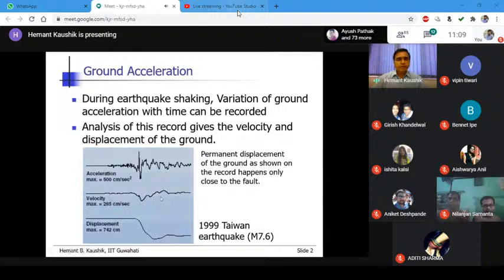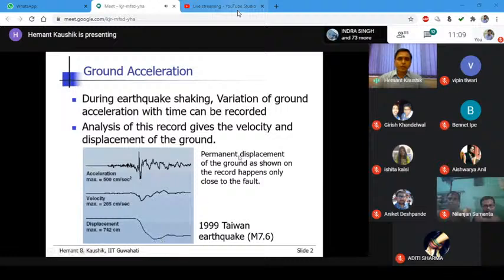There are simple methods available for that. We will discuss some of those methods here. So this is the real number that is available for the Taiwan earthquake, and this is the displacement time history. You can see here that the maximum displacement that was recorded is 742 centimeters. So this is about 0.75 meters of displacement.